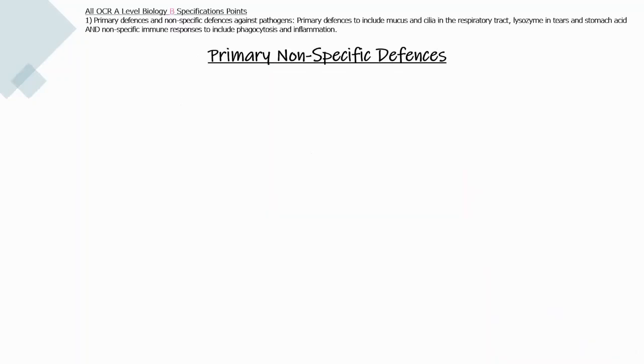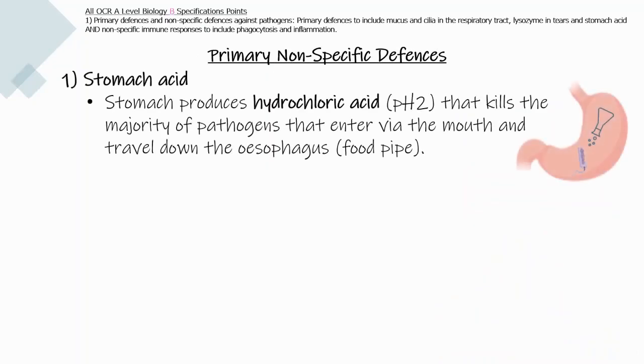Then for biology B, we have the stomach acid. The stomach produces hydrochloric acid, which is very acidic, with a pH of 2. This is what kills the majority of pathogens that enter via the mouth and travel down the esophagus as a part of the digestive system.